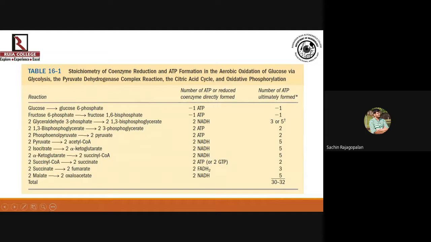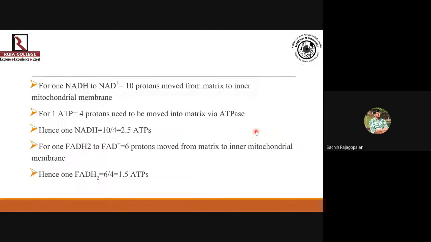This is going to be the exact tally sheet that we generate. Now we have to convert NADH to the corresponding number of ATP. That is very, very important. I've told you earlier how to do this calculation. For this, basic knowledge of the electron transport chain is very essential.